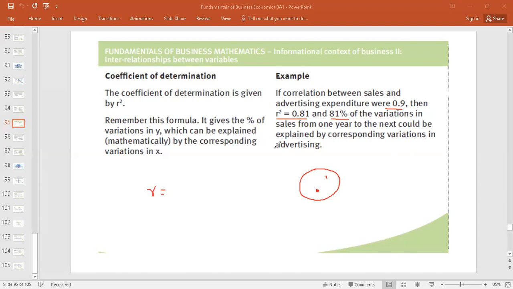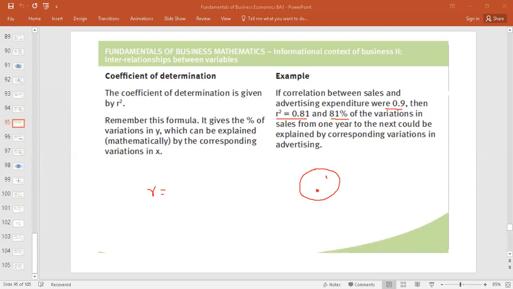In this example, sales is dependent on the amount of advertising. As there is a change in advertisement, the percentage of change in sales also will be affected to that extent. If advertisement changes by a particular percentage, proportionately the percentage change in sales also happens. Now that can be explained to the extent of 81%.